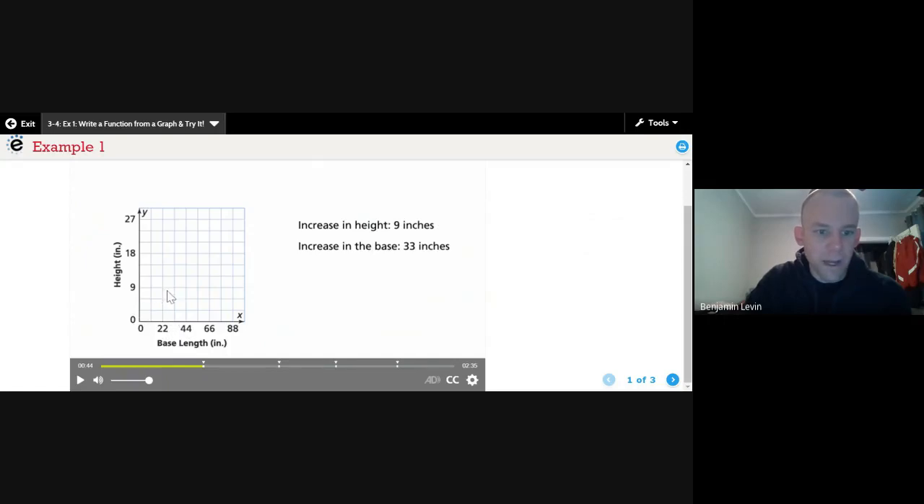So you're going to go up 9 and over 33, and our first point would be right there, right? So that's why they set the graph up to count by 22s or 11s, depending on how you look at it. But yes, good. It was by 22s. Absolutely.